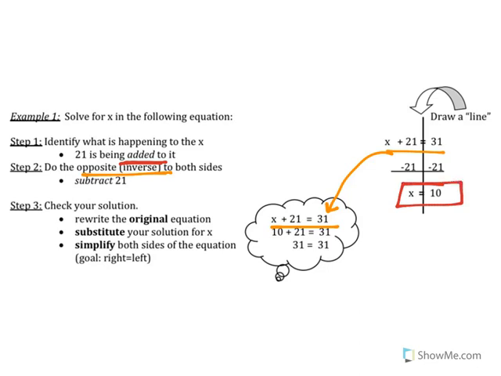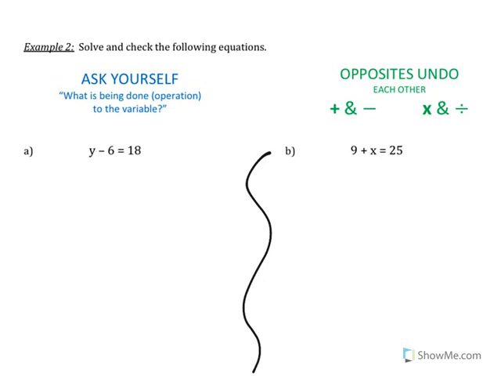So what we do is we take 10, we plug it in where we saw an X, just like we did when we were evaluating expressions. We took that number and we plugged it in for the variable, and then we kind of ask ourselves, is 10 plus 21 equal to 31? Yes, 31 is equal to 31, so it checks. Your goal when you're checking is to make sure that the left-hand side and the right-hand side are equal to each other. So let's try a couple together.